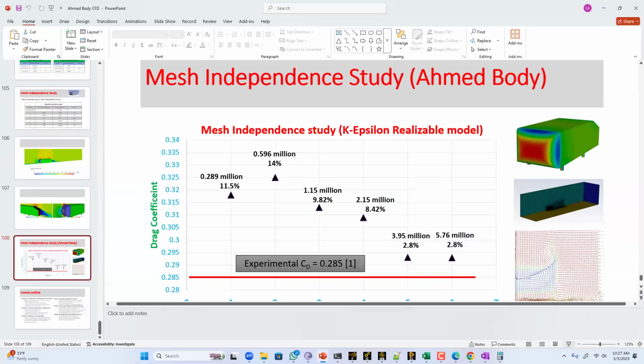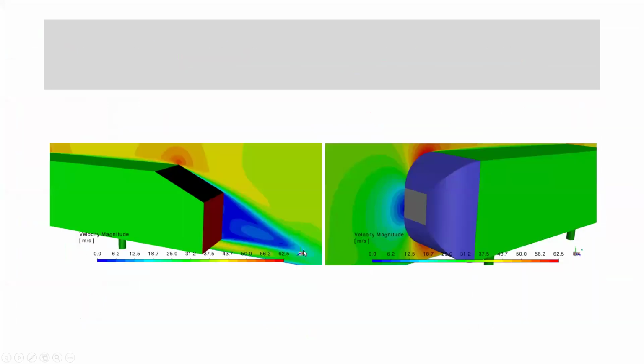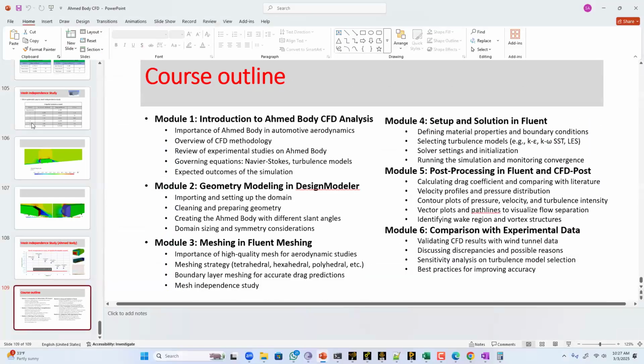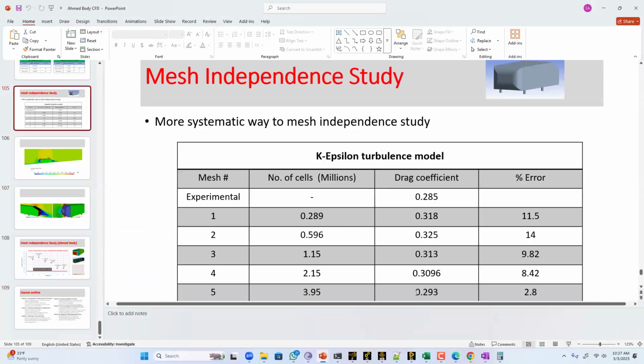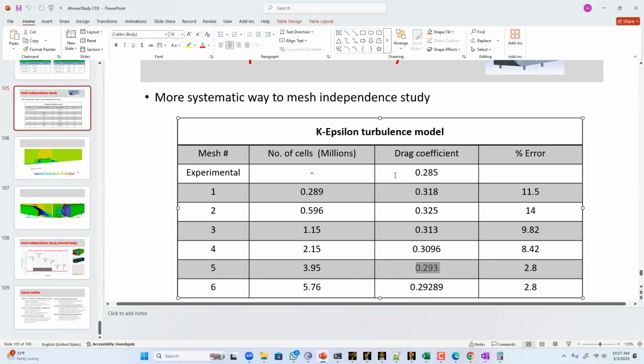See here, I made a mesh refinement study and my mesh size changed from 0.289 million, 0.585 million, 1.15 million, 2.15 million, 3.95 million, to 5.67 million. You can see the minimum error is 2.8%. At that point the drag coefficient was 0.293. On the last two meshes, the drag coefficient was almost 0.293 and the reference value from reference number 1 is 0.285. Any questions so far?